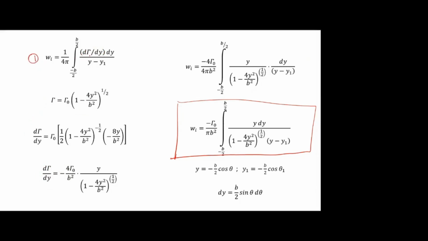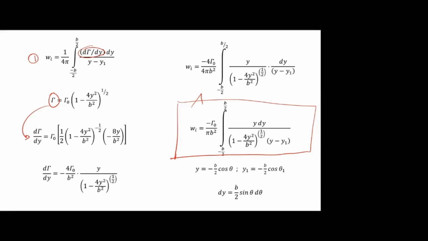So we started from here. From circulation, we found dΓ/dy. Simplify, substitute here. Then this is our final equation. Is it clear? Yes, sir. Okay. And as usual in the potential flow theory, we are doing the coordinate transformation.